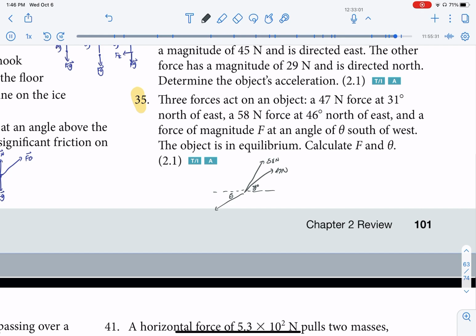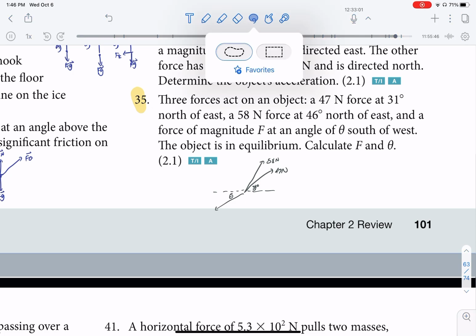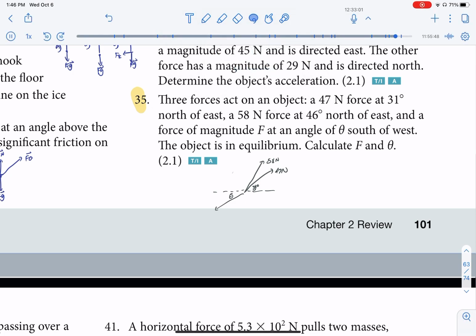Which one? 22. Express the net force acting on the following object. So what's the net force acting on an object moving at a constant speed? Anybody tell me? Eric? 0. So the first question is going to be 0 because the raindrop is falling at a constant speed.